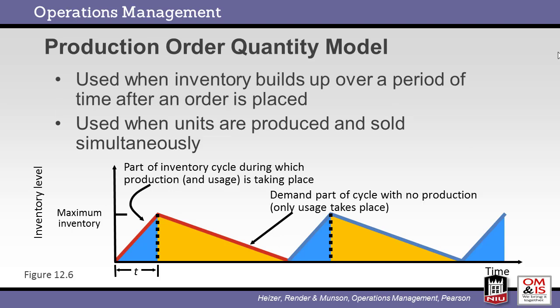The production order quantity model is used when inventory increases over time. Instead of receiving a shipment of material from a supplier, we create the product internally. As each item is produced, it is moved to stock. As a result, instead of the sawtooth model of the economic order quantity with a vertical spike of inventory when received, the inventory goes up gradually as replenished.